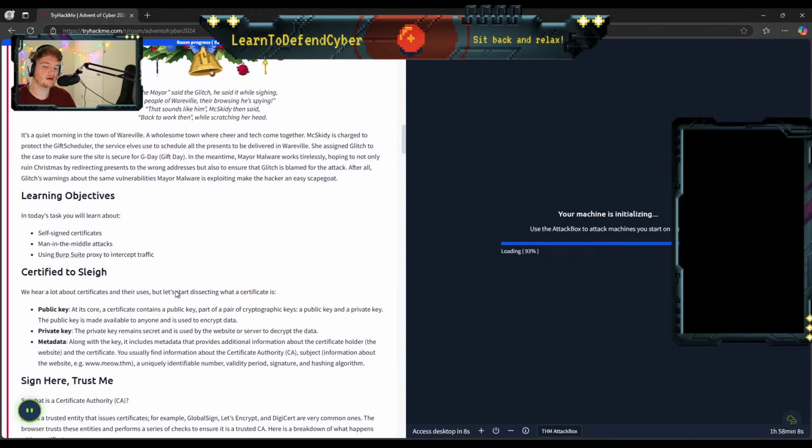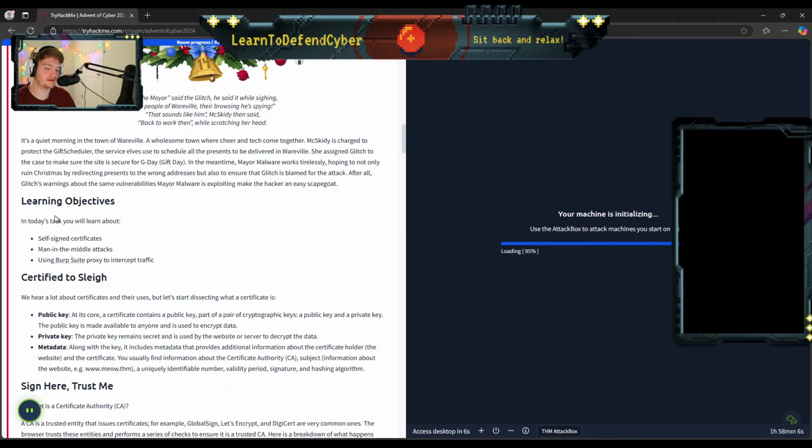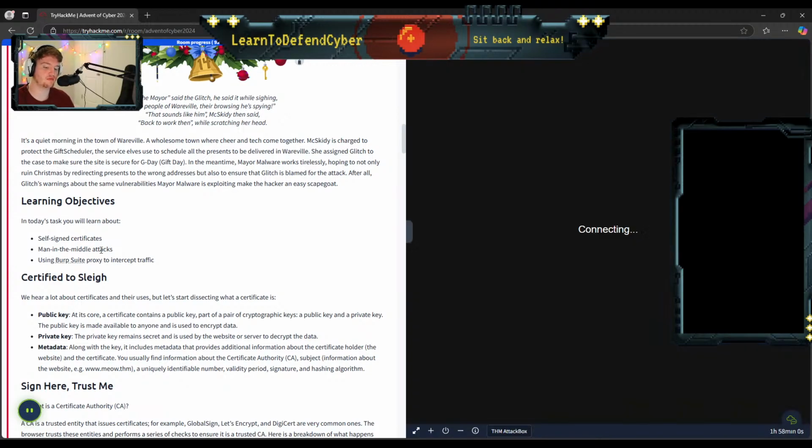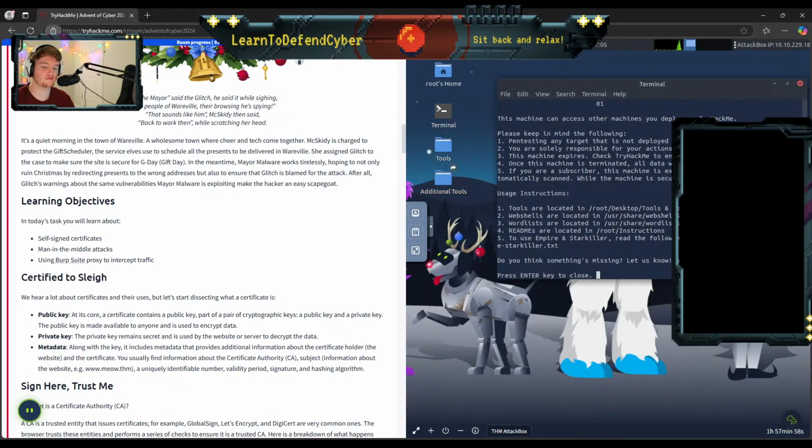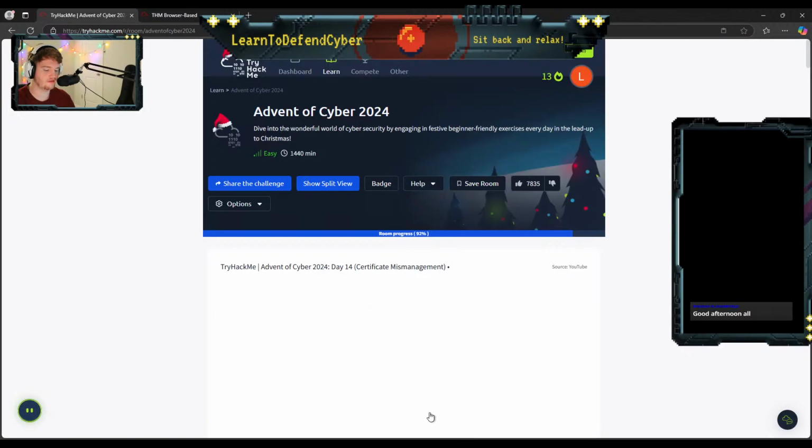Okay, so what are the learning objectives? We're going to be talking about self-signed certificates, man-in-the-middle attacks, and how we can use Burp to proxy and intercept traffic. Go ahead and allow that, and hit this double arrow button, get in our browser, collapse this so we can see better.